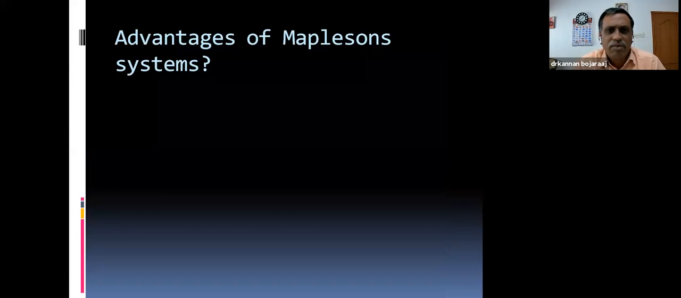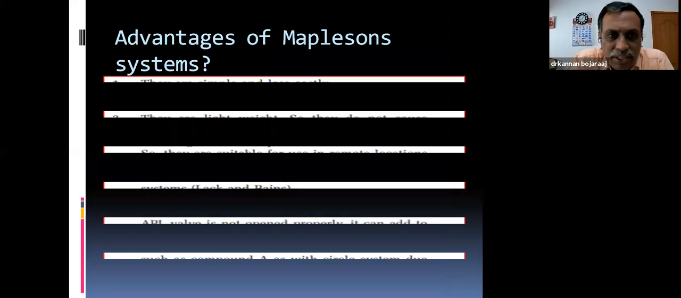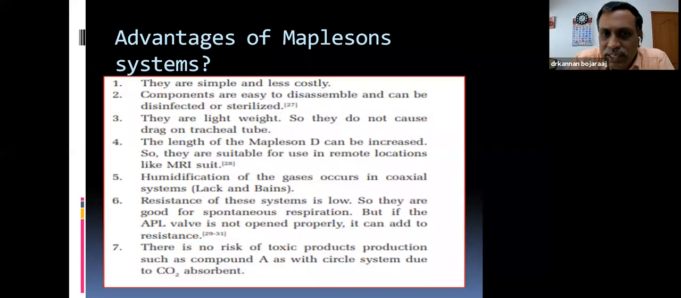And coming to the end of this, what are the advantages of the Mapleson system? I will finish it. It is very simple and less costly. Components are easy to disassemble and can be disinfected and sterilized. Because it is so cheap, you can dispose of it after use on a patient. They are very lightweight and do not cause any drag on the tracheal tube. The length of the Mapleson B system can be increased to whatever you need, and it is suitable for anesthesia in remote locations also.